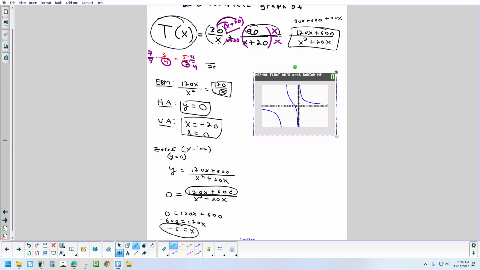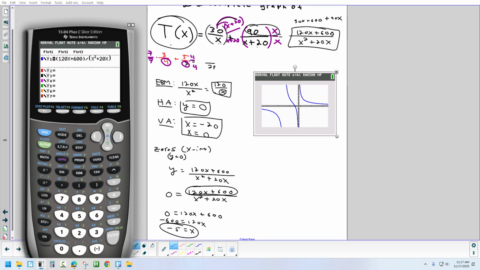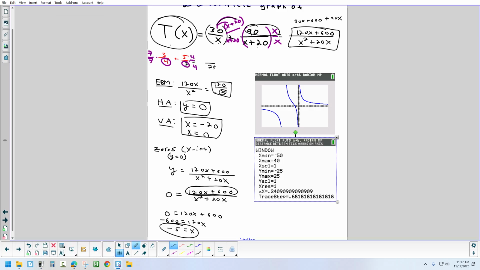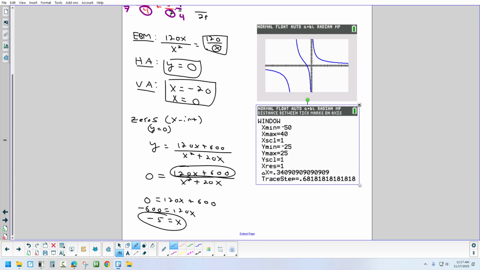Okay, so there's your graph, and here was your window. We typed it. Right. Any question on getting that graph? Okay, so you get 2 vertical asymptotes. There's the one at -20, and then the one at 0. It's right there. And the horizontal, it's right there.